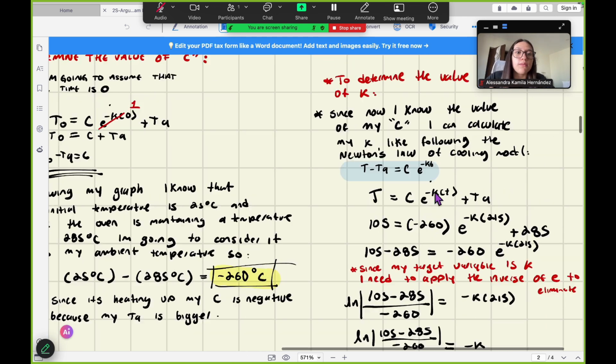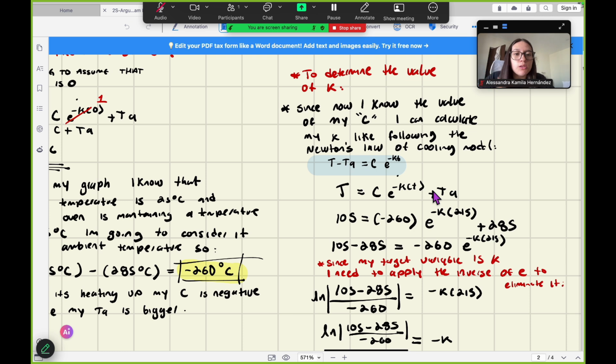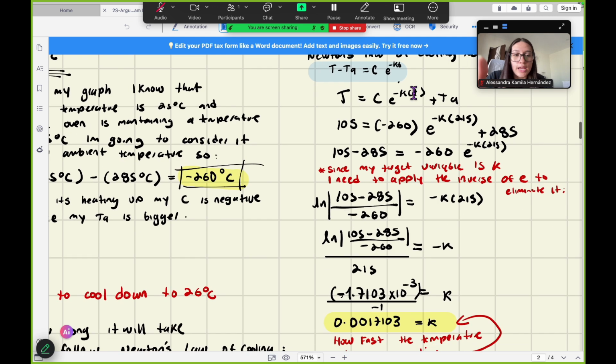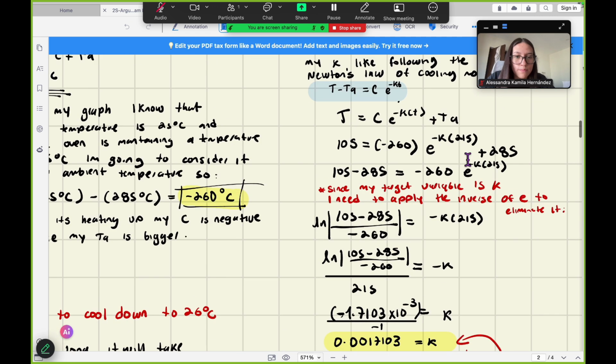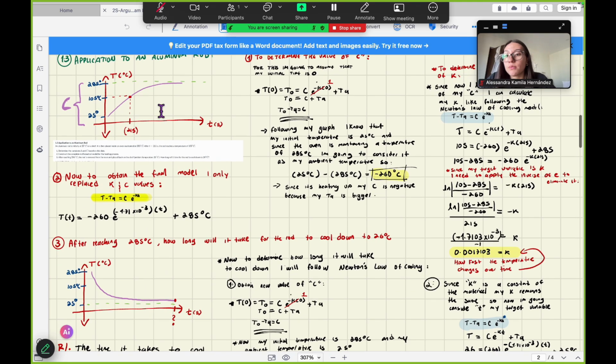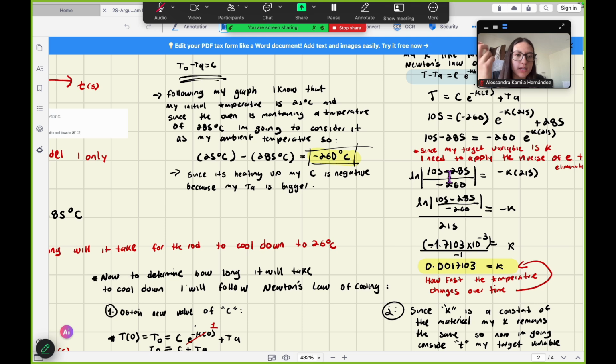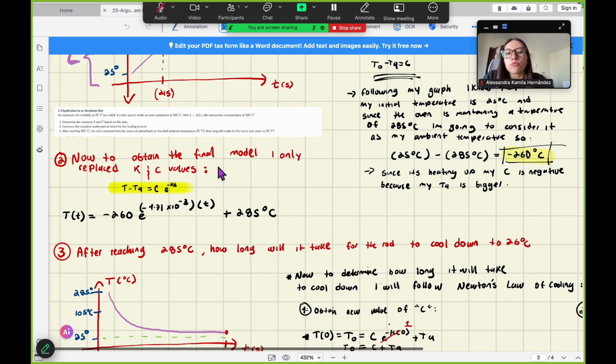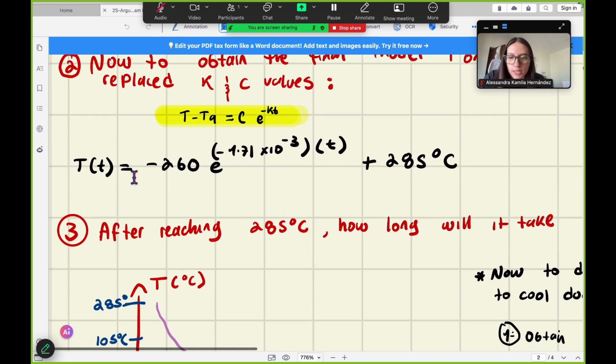Now I need to determine the value of my K. Since I know the value of my C, I only substitute the values given: the temperature, the ambient temperature, and the time. I do some algebra, and at the end I get this K. In this case, my temperature is 105 because the problem is telling me that at 215 seconds, the temperature reached 105. So that's why it's 105, okay? Now, well, my final model ends up like this.